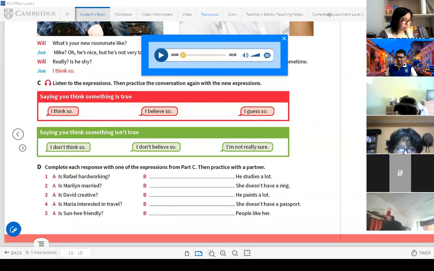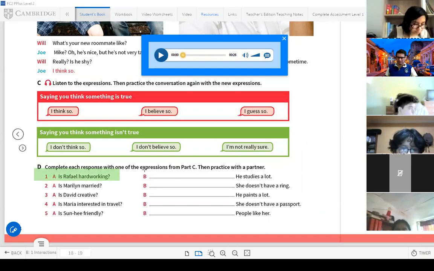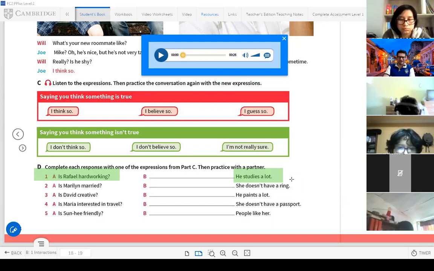Is Rafael hardworking? Mira, it says, he studies a lot. What do you think? ¿Cuál será el answer? Si dices que Rafael studies a lot, que estudia un montón Rafael. Si preguntarían, is Rafael hardworking? What do you think? What do you think, Leticia? What should be your answer? Is Rafael hardworking?